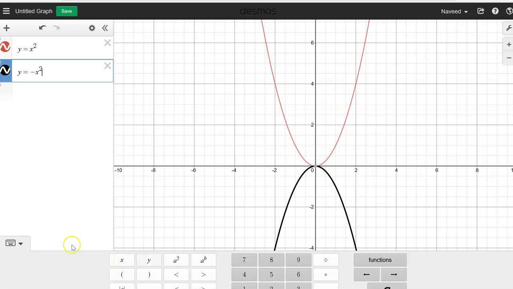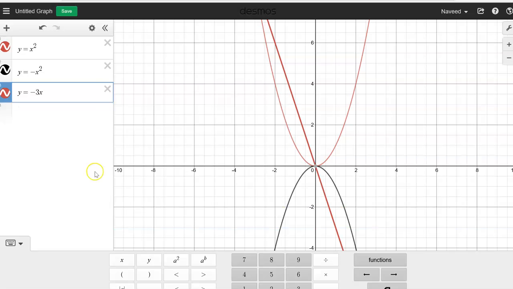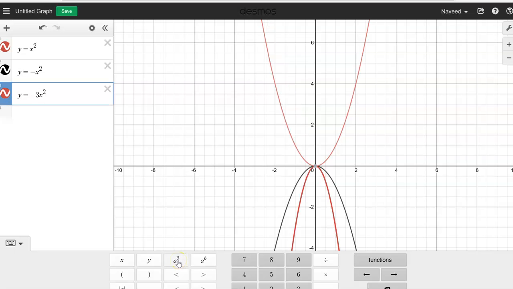That's all it does, and it doesn't matter what the number in front is. If I put in y equals minus 3x squared, same thing. It just flips, and then the 3 takes effect, which is the vertical expansion. But the negative in front is the only thing that causes the vertical reflection.